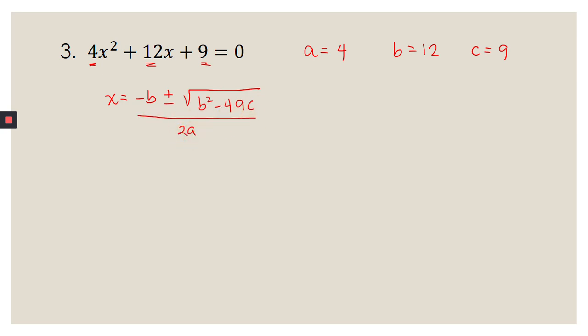Okay, and then we are going to plug in or substitute all the values of your a, b, and c. So your b is, this is negative b, that means opposite of b. Your b is positive 12, make it negative 12, plus minus the square root of b is 12 squared minus 4 times your a is 4 times 9, right, over 2 times 4.